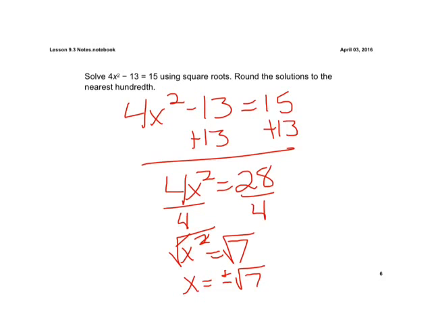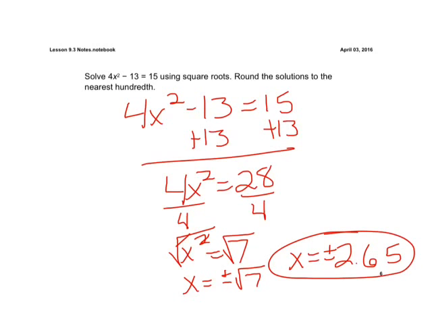And when we do that, if we type in the square root of 7, we're going to end up with a positive and a negative 2.65. Don't forget that positive and a negative. Okay, so still two answers. Don't forget that plus and minus, very important.